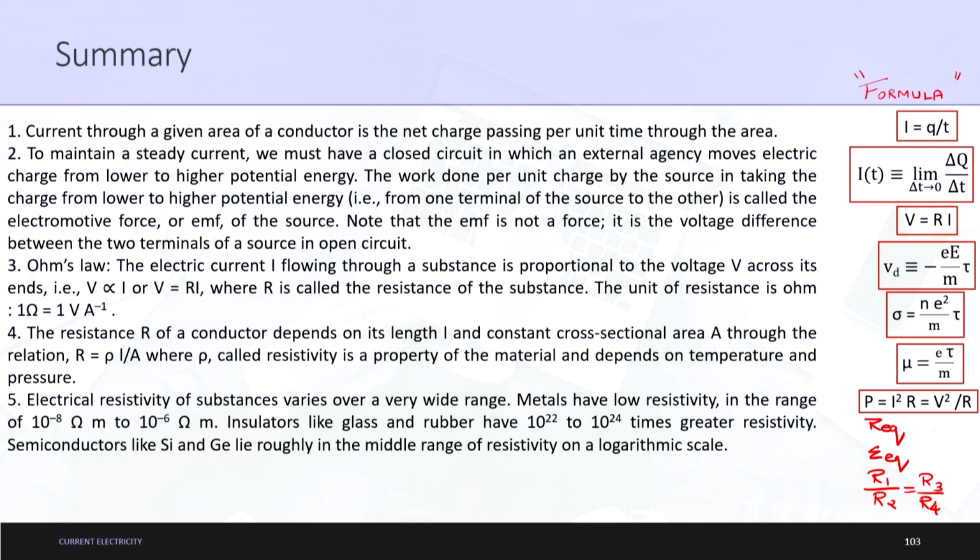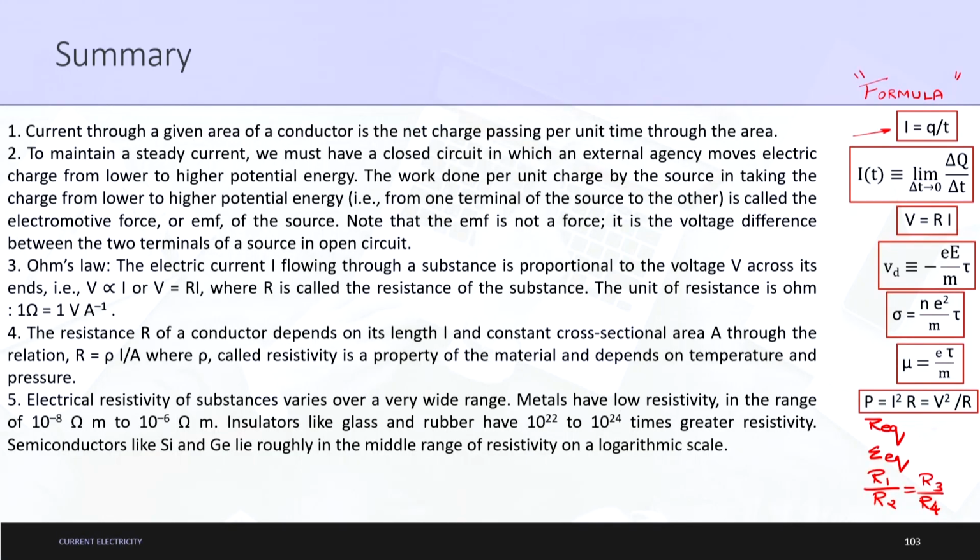Current through a given area of conductor is the net charge passing per unit time through the area. Quite evident, this is the formula given here. To maintain a steady current, we must have a closed circuit in which an external agency moves electric charge from a lower to higher potential energy. The work done per unit charge by the source in taking the charge from lower to higher potential energy is called the electromotive force, the basic definition of electromotive force, which I already explained in the previous discussion when we were talking about EMF. Note that the EMF is not a force, this also has been explained. It is the potential difference between the 2 terminals of a source in open circuit.